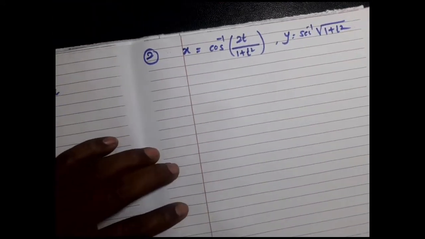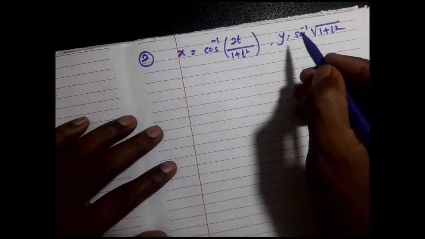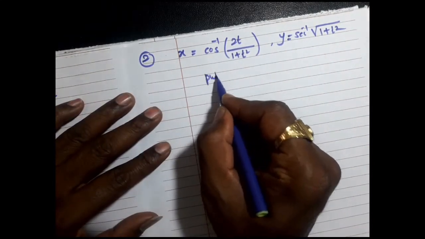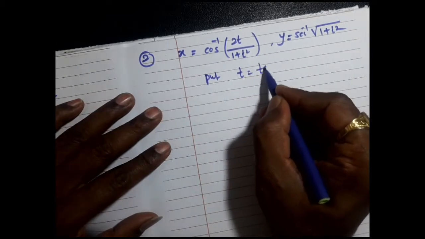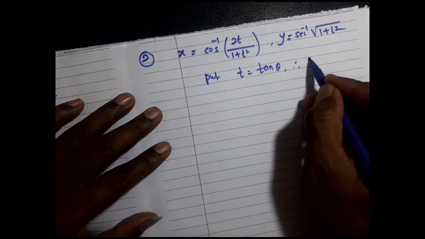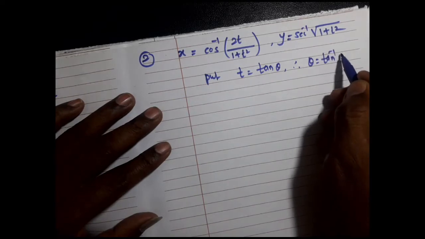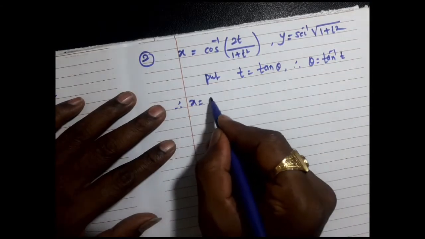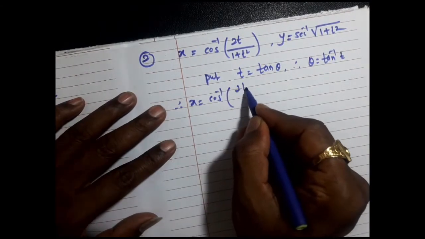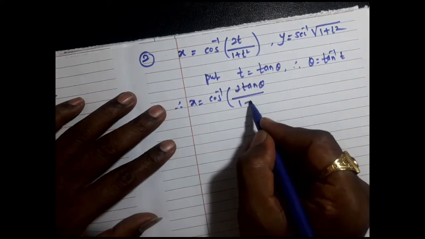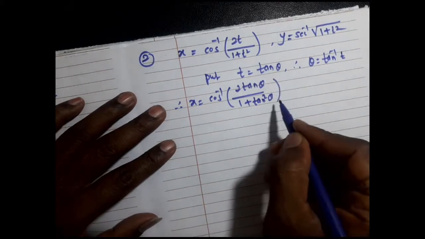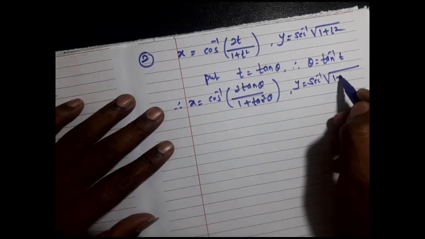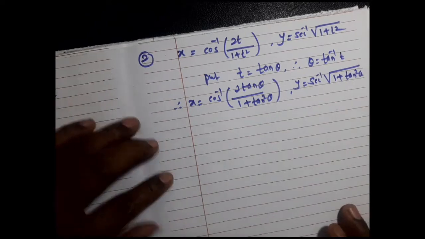Example number 2, a very interesting example. It is parametric but inverse also. So we should reduce this by putting t is equal to tan theta. Therefore, theta is equal to tan inverse t. Then x is equal to cos inverse of 2 tan theta upon 1 plus tan square theta, and y is equal to sec inverse of 1 plus tan square theta.